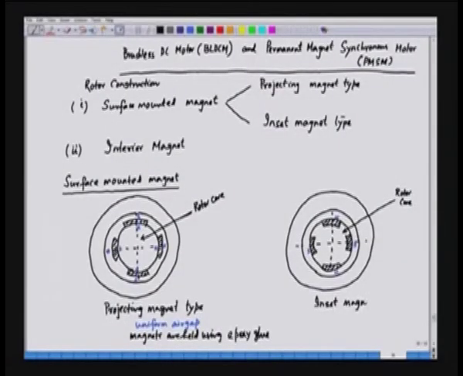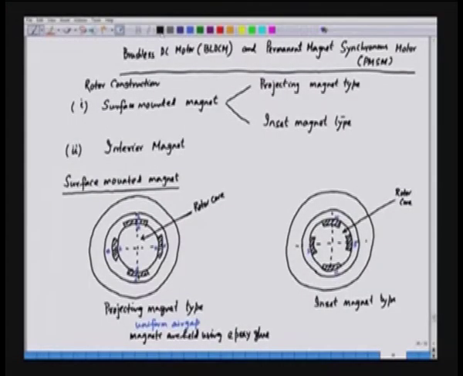Now, we will see an example of a very typical low cost brushless DC motor where the rotor construction is the inset magnet type, where the magnets are placed on the rotor and held so that they do not fly off. Here the advantage is that it is more robust compared to the projecting magnet type.